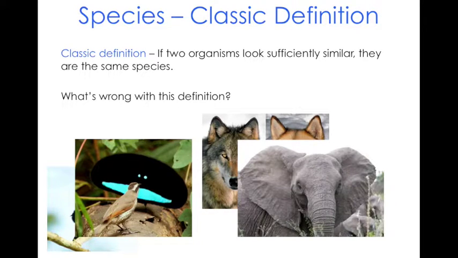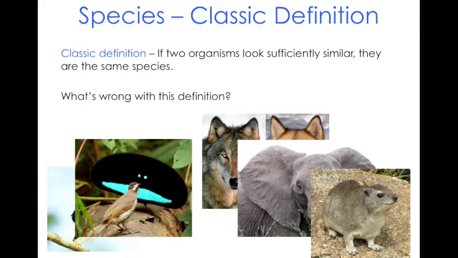Another good example are elephants. Using the classic definition, if they look similar, they must be the same species. This is the elephant. This is its closest relative genetically and in terms of lineage as well, the hyrax. Once again, you can see elephants and hyraxes are completely different in size and in features, but in terms of genetics, they are actually the most closely related to one another.